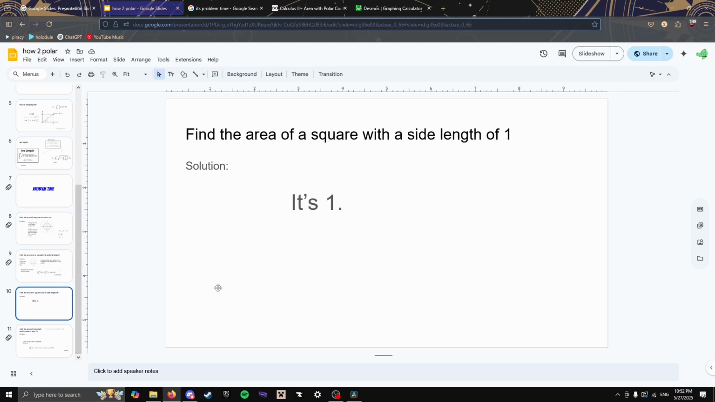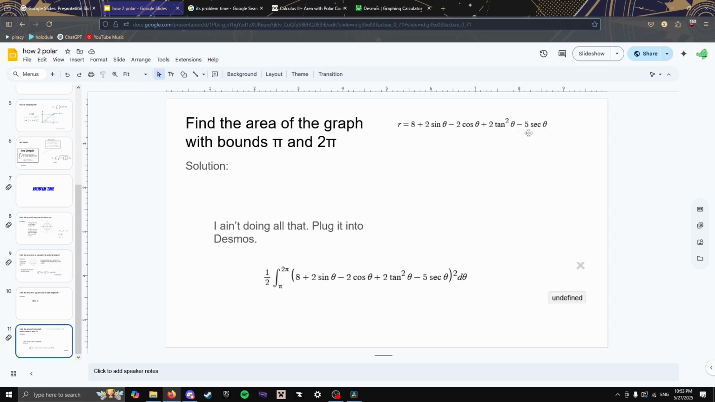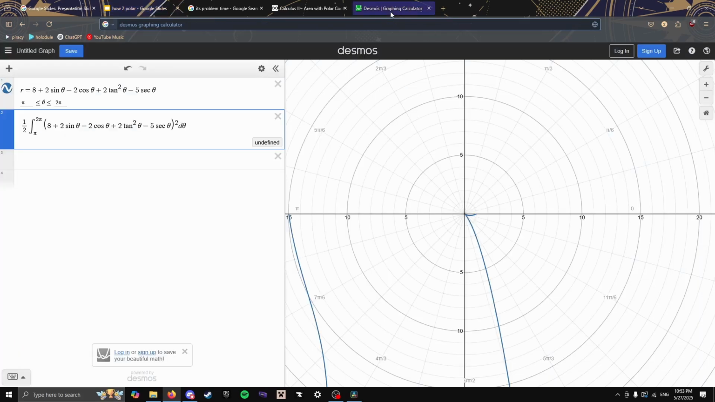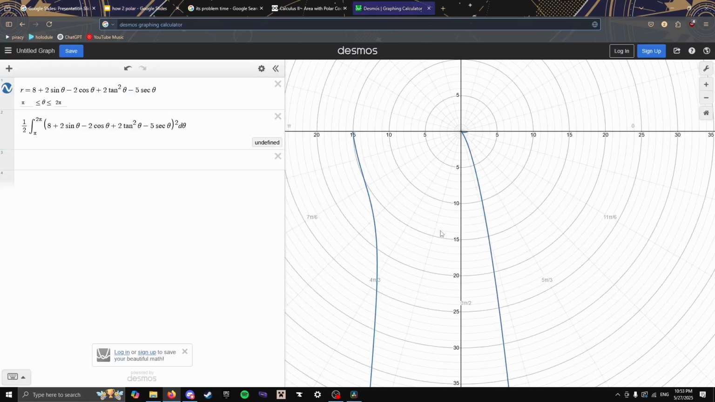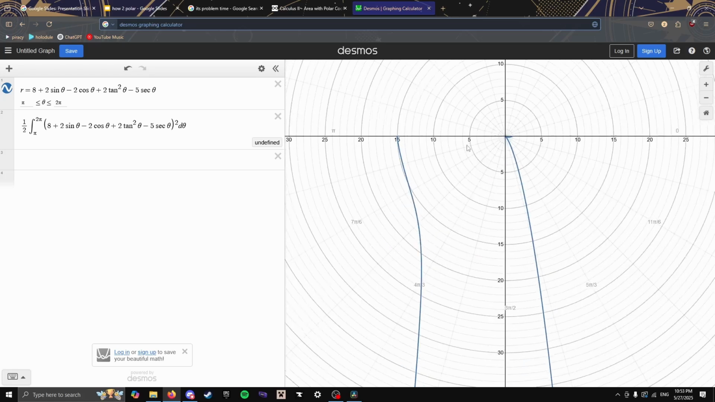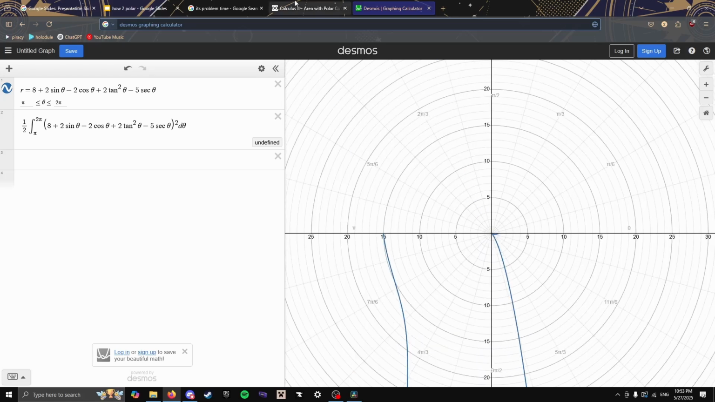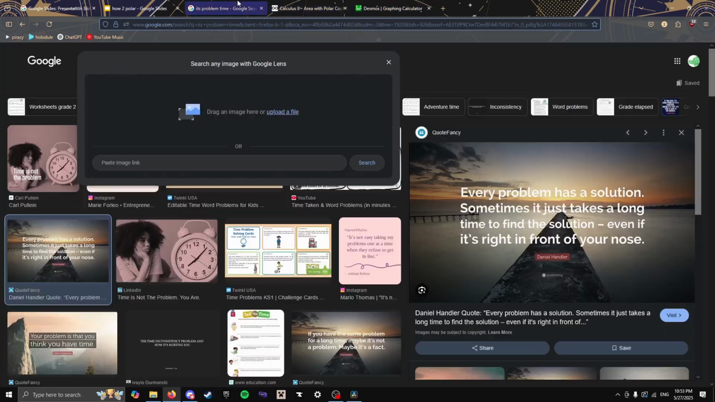This one I forgot to put an animation, but it's not even Calc BC. This guy here is a troll. And then this is some random equation that I found, and I just put it into Desmos, and it actually looks like this. So it is in fact undefined because there's no area. It just goes to infinity. So yeah, that's the post game summary.